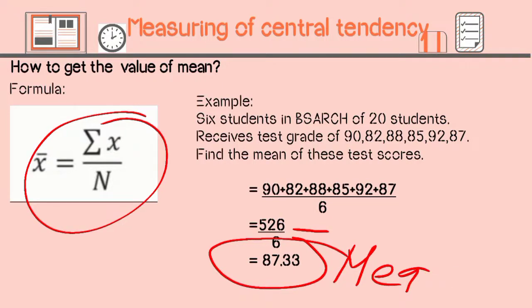87.33. So, wait, a clarification: the 6 is the total number of observations. Okay?